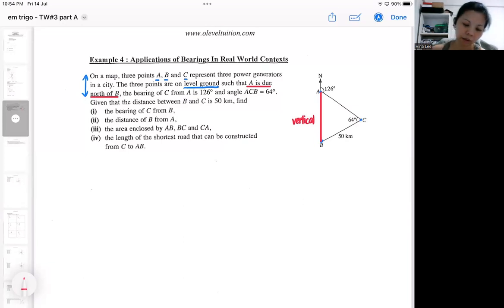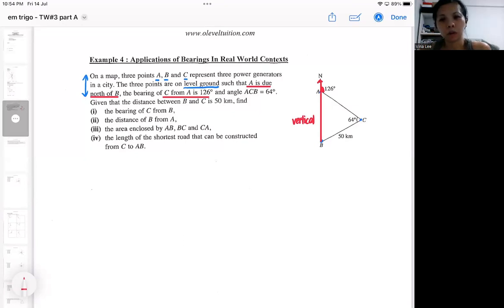The bearing of C from A is 126. So that means the north line is at A, and when it touches the line AC, the angle is 126. Okay, and then they give you an angle ACB, 64. And then they also give you a length. So with all the information, make sure all the information is presented in the diagram.